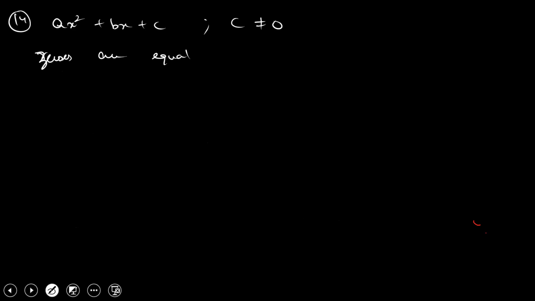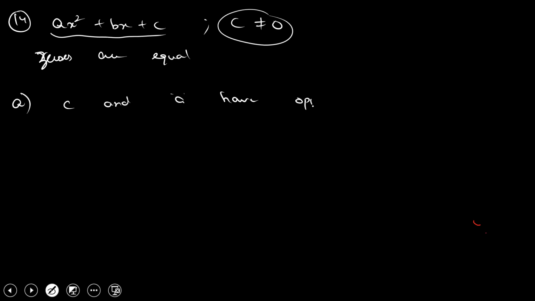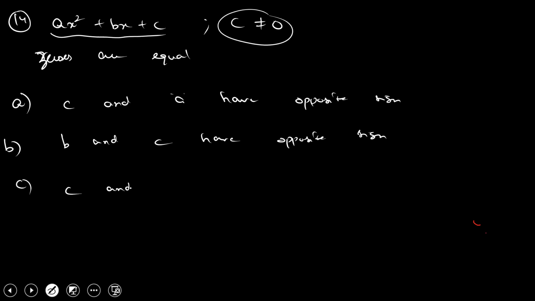Okay, so ax square plus bx plus c, where c is not equal to 0, has zeros that are equal. Then the options given are: A, c and a have opposite sign. B, b and c have opposite sign. C, c and a have the same sign. D, b and c have the same sign.